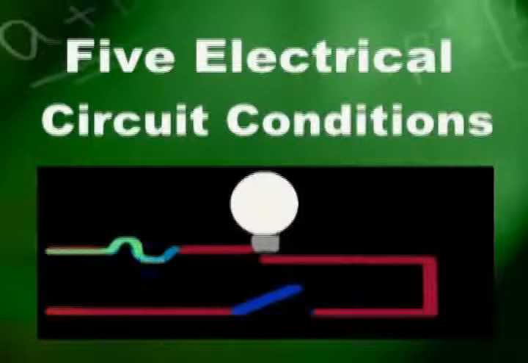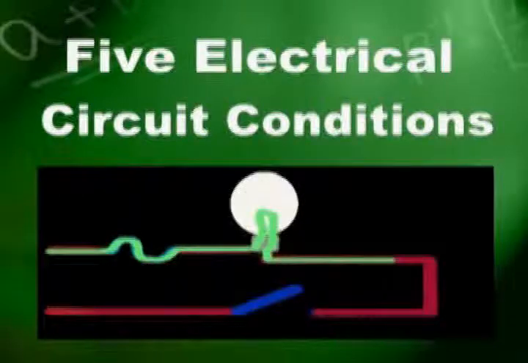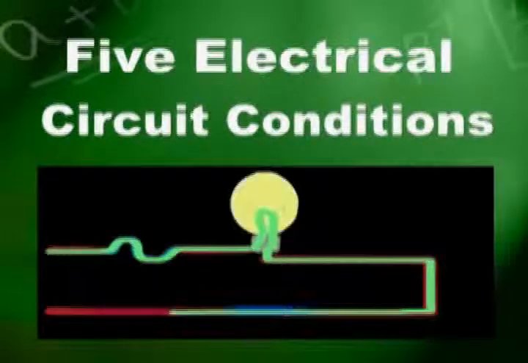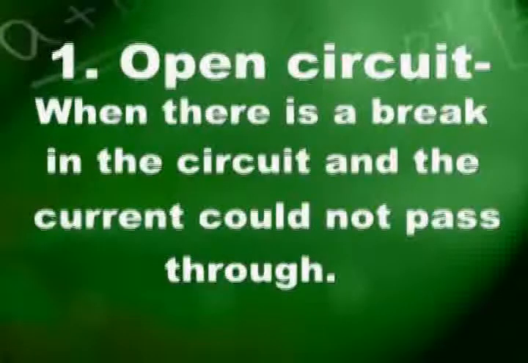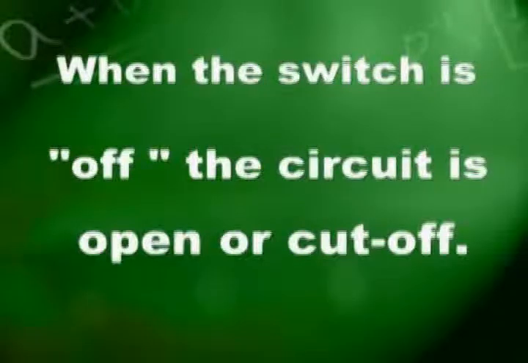The 5 electrical circuit conditions. Number 1 is the open circuit. When there is a break in the circuit and the current could not pass through, then the circuit is open. When the switch is off, the circuit is open or cut off.